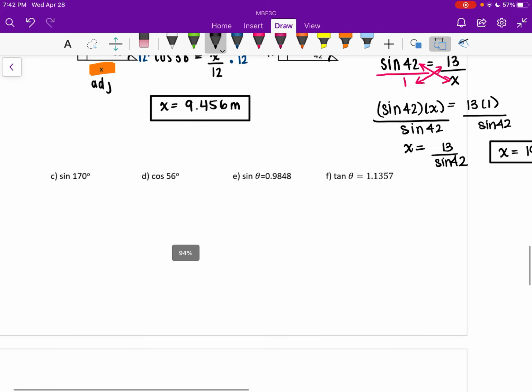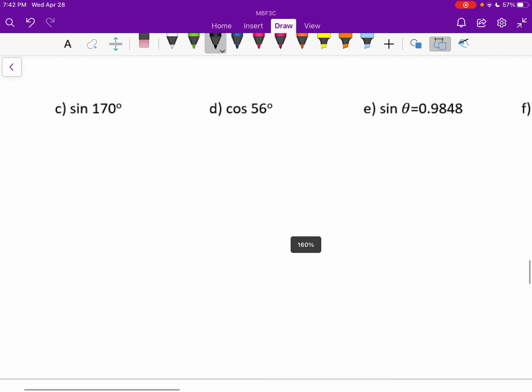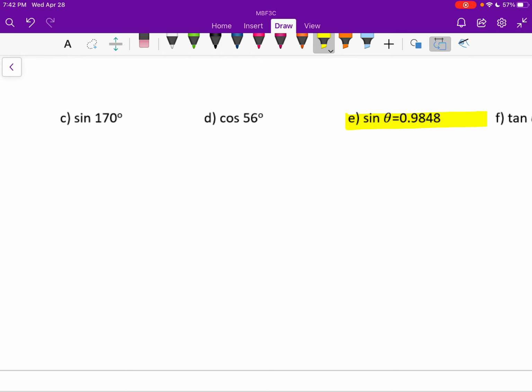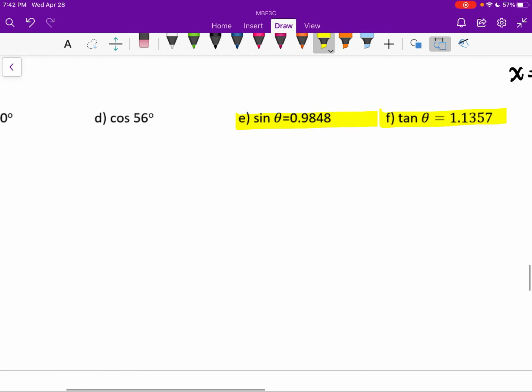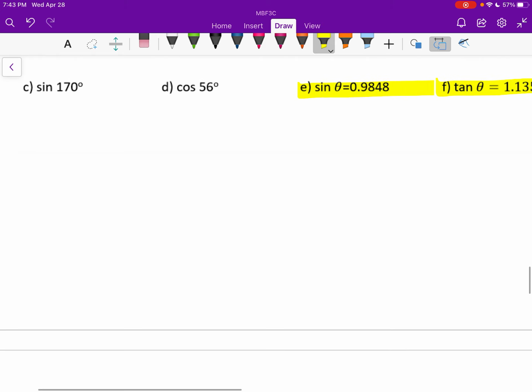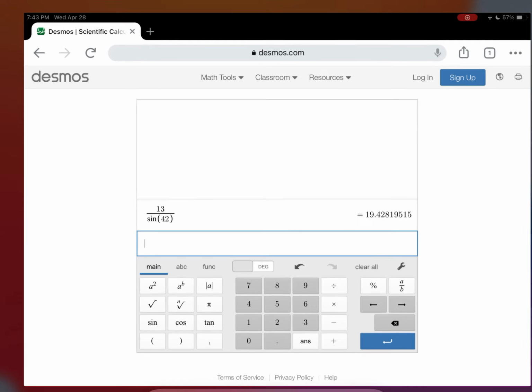Perfect. So we're going to go in and I'm just going to show you how to use a calculator to solve some of these, especially these ones over here. But if you want, you can try doing these by yourself if you kind of remember from last year. But I'm definitely going to go back and show you how to do this again. So for something like sine 170, you can just go back into this calculator.